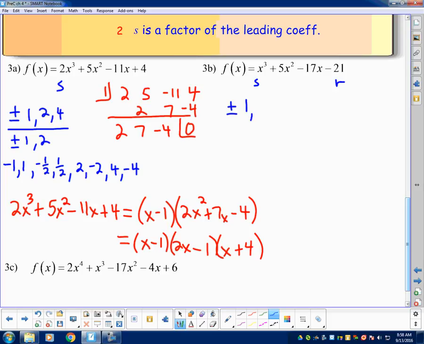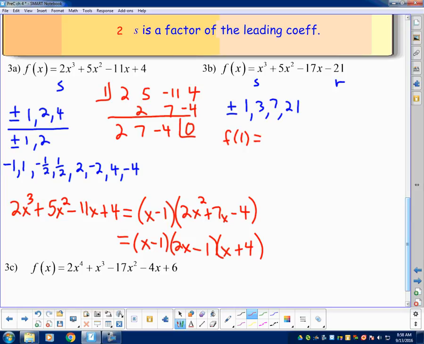Okay, let's go. 1, 3, 7, 21. That's it. So I got to plug in those 8. And we're not going to start with 21. You can, but I would not. So should we start with 1 or negative 1? What do you think? You don't start with 1? Okay, we'll see what happens here.